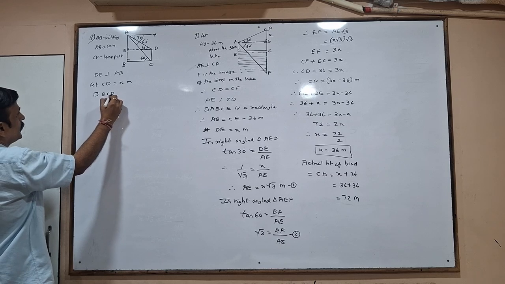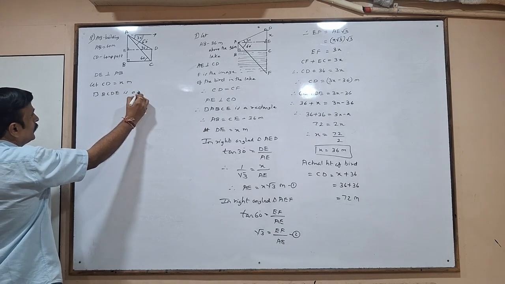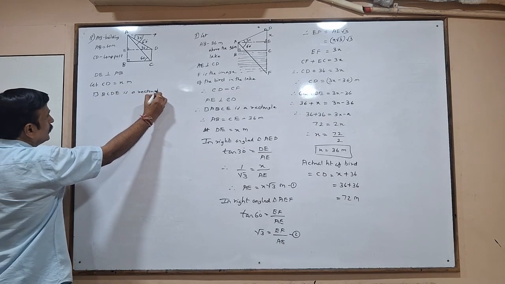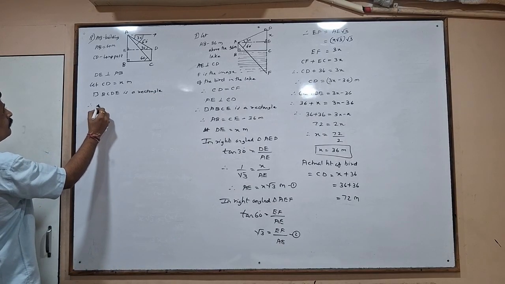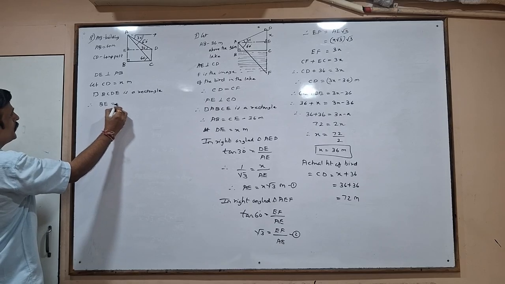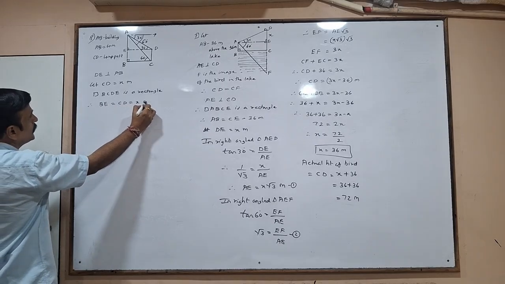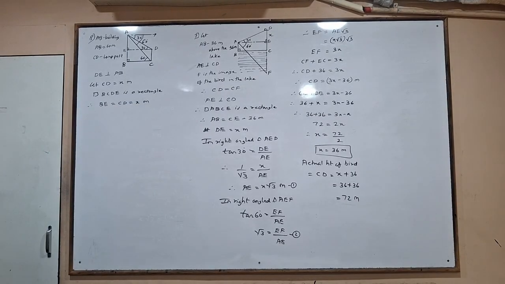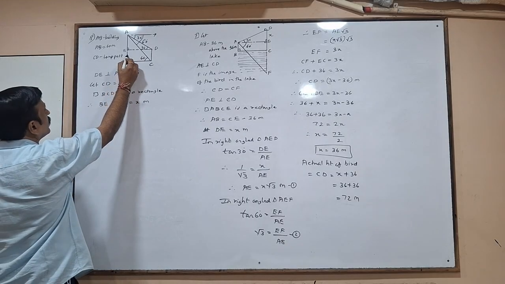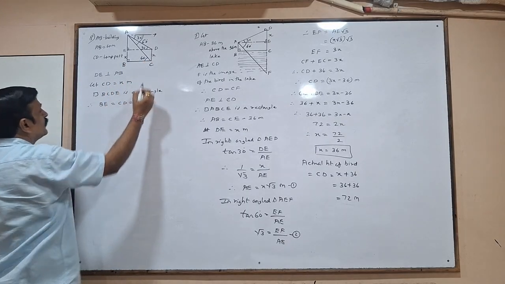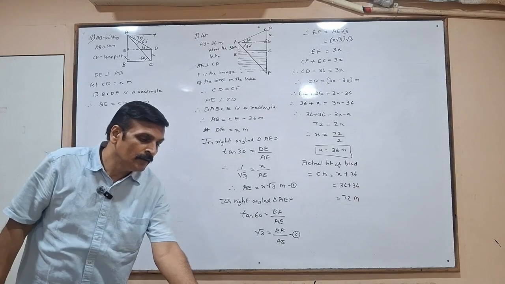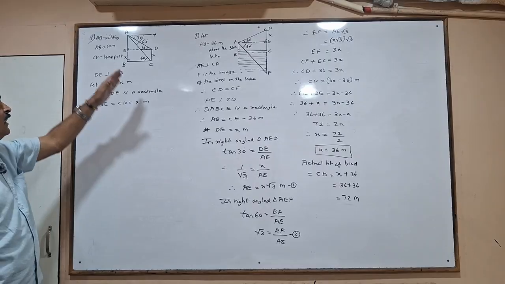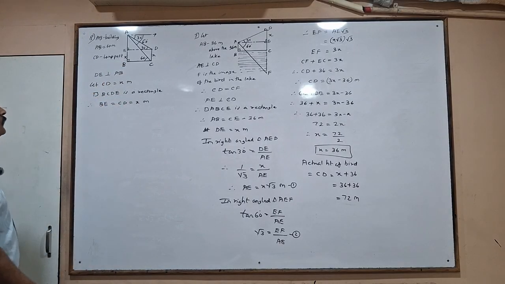Quadrilateral BCDE is a rectangle. Therefore, BE is equal to CD is equal to x meter. So this also is x. This is x, which we want to calculate. Obviously, two triangles are formed: triangle ABC and triangle AED.